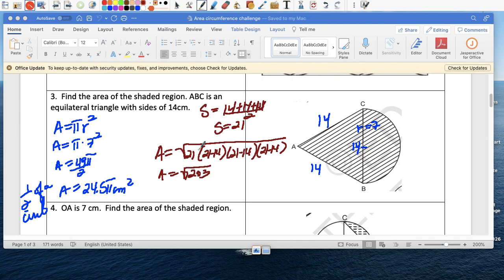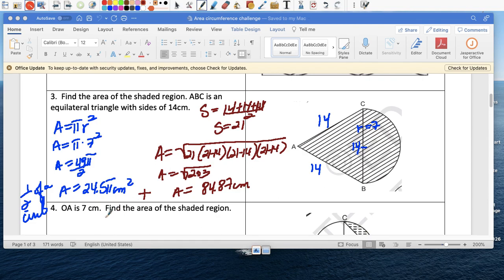I'm going to take the square root of that. Oops. Square root of 7,203. Approximately, so the area of the triangle is about 84.87 centimeters squared, and we have to combine those two, so let me change it to 24.5 pi.